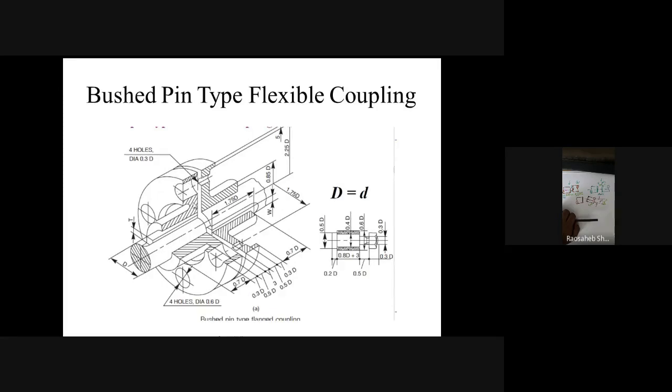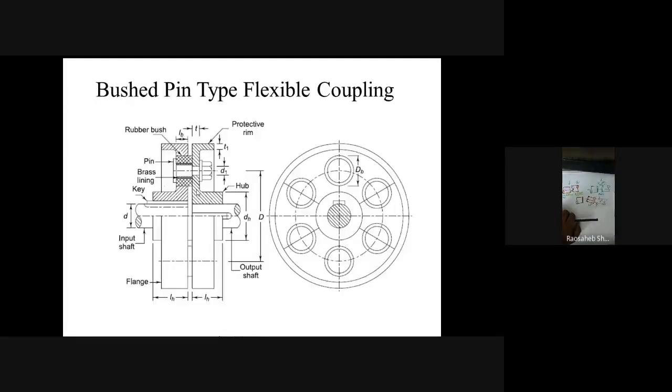Here you can see the change. There we can use a rubber bush which has a brass lining inside, and there is a pin with the help of this. In the previous diagram you can see this is the pin, and here there is a nut. A rubber bush, inside that there is brass lining, so that you can adjust lateral misalignment, axial misalignment, or angular misalignment. With the help of this, that can be allowed.